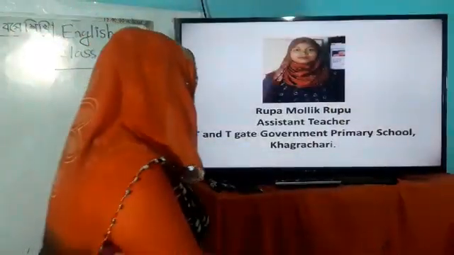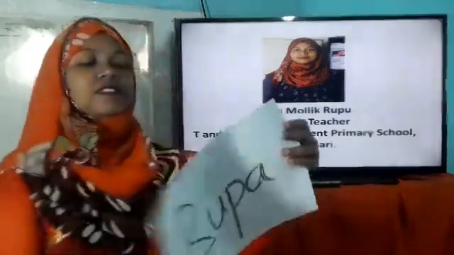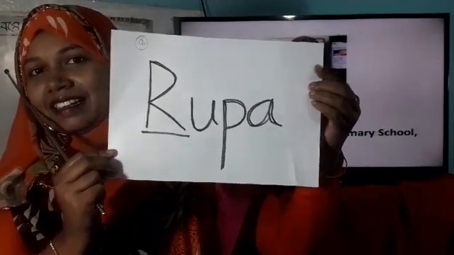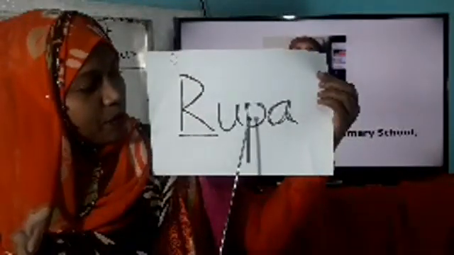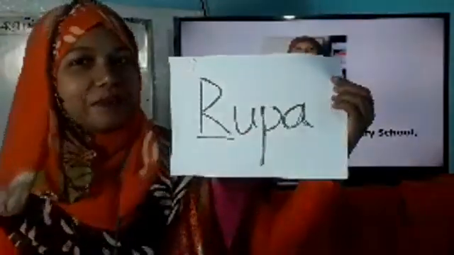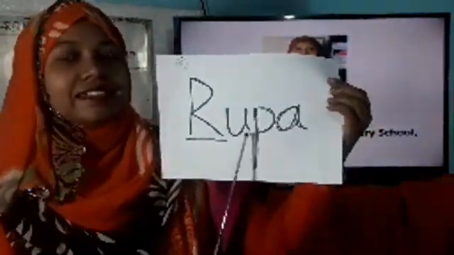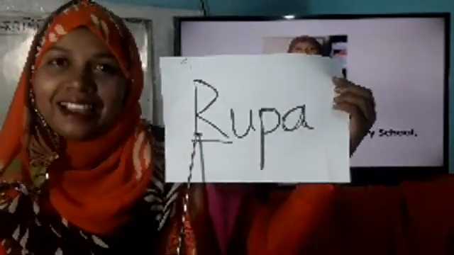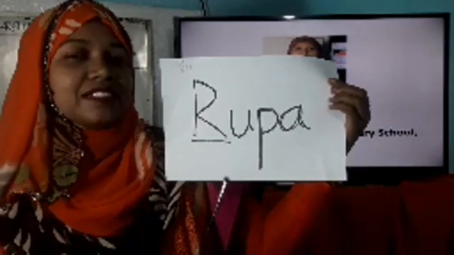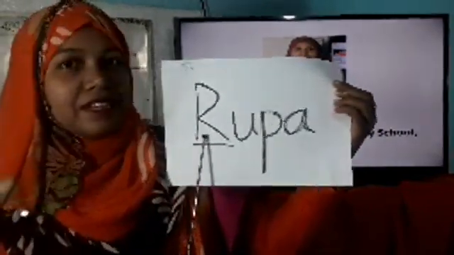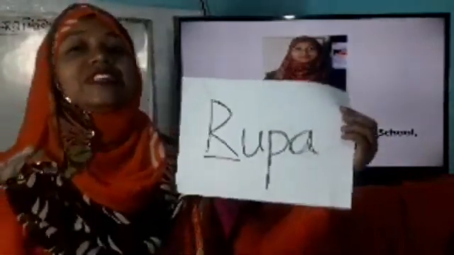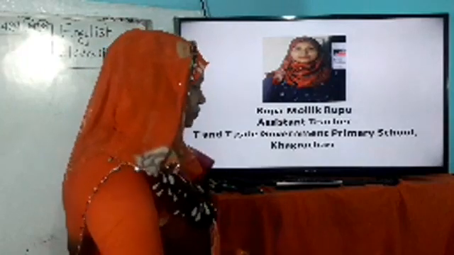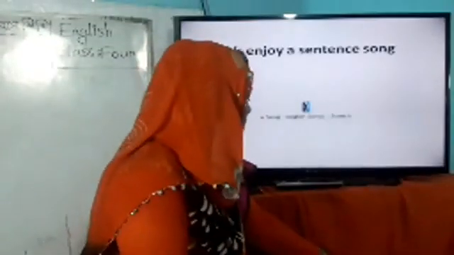Dear students, what have I written here? R-U-P-A. That is me, Rupa. And the first letter is written with a capital letter R. And you have to write your name by using a capital letter at the very first. So dear students, now I would like to show you a sentence video, and I think you all will enjoy the video.